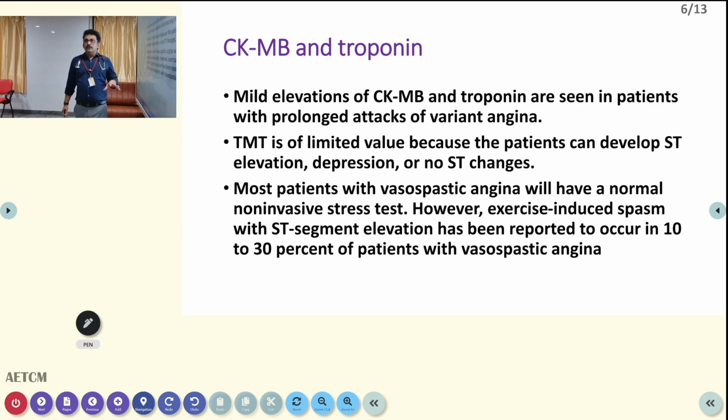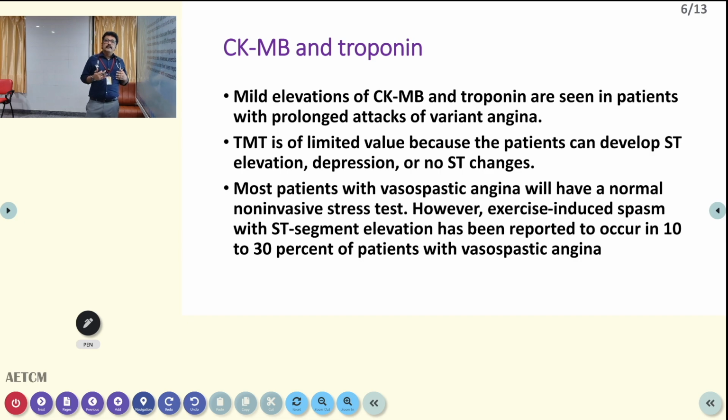Now, what happens to CKMB in all types of coronary syndrome? You know that whenever there is myocardial infarction, CKMB and troponin are all elevated. In unstable angina, they are not elevated. That is the main difference between myocardial infarction and unstable angina. Whether it is ST elevation, ST depression or deep T wave inversion, if cardiac enzymes are elevated, it is myocardial infarction. Whatever the change, if cardiac enzymes are not elevated, then it is angina.